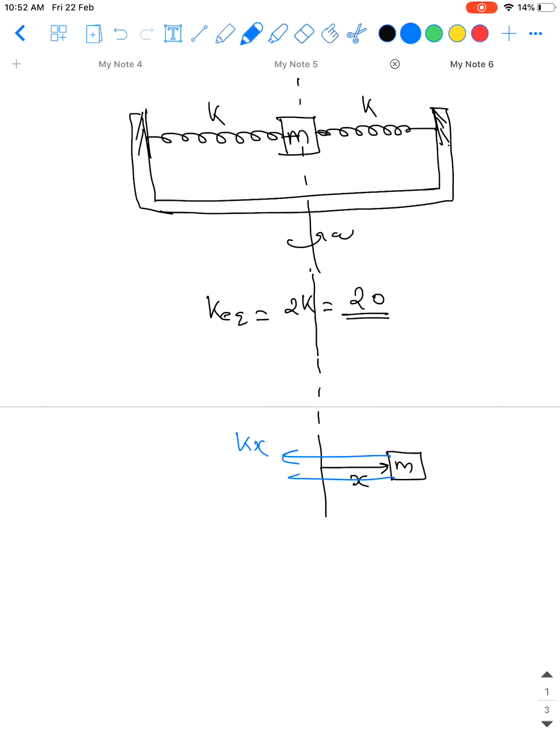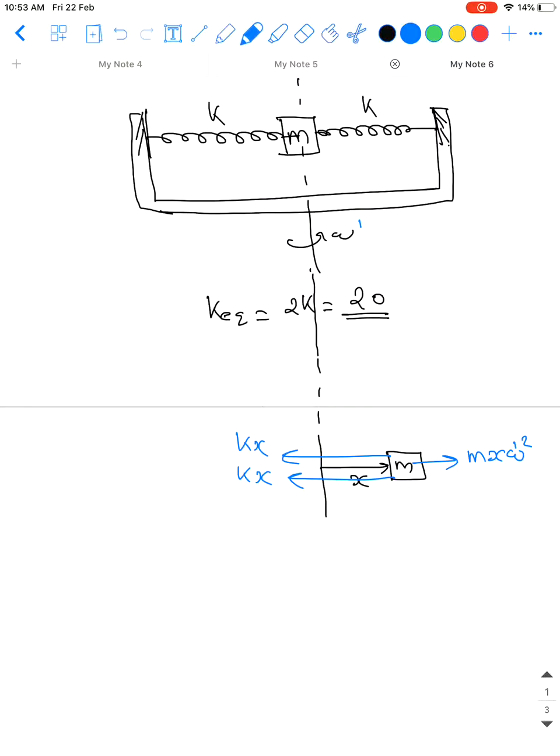Like that, the spring on the right side will also exert a restoring force of kx, and there will be a centrifugal force that we can take as m r omega square. Here the value of r is nothing but x, so m x omega square is acting away from it. So just for calculation purpose, take this angular velocity as omega dash.